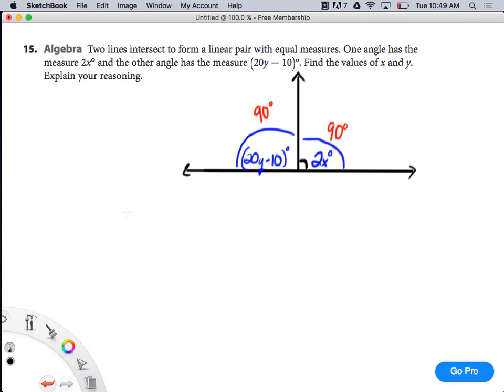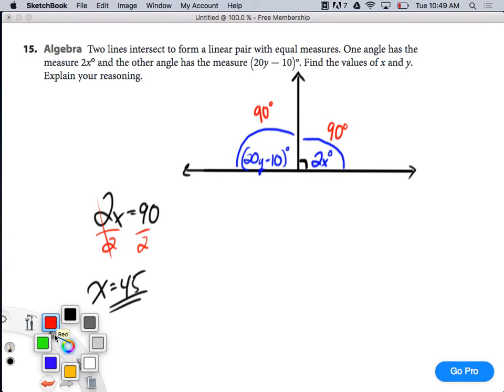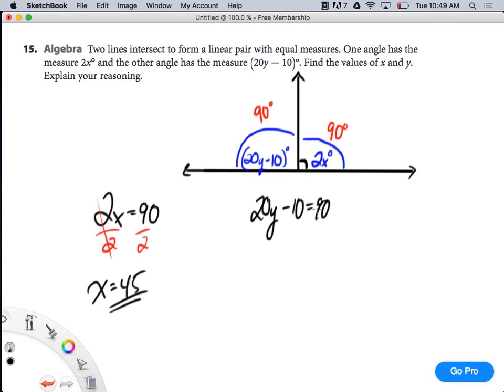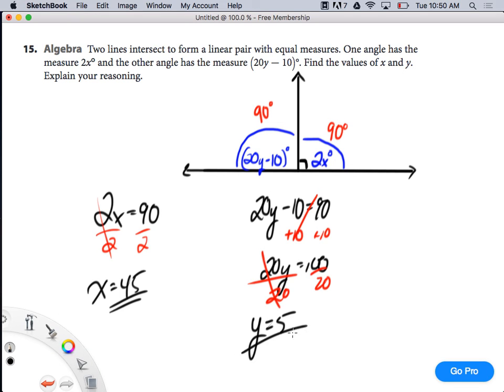Okay. Solve for x. 2x equals 90. Divide both sides by 2. Get x equals 45. To solve for y, I get 20y minus 10 equals 90. Add 10 to both sides. I get 20y equals 100. Divide both sides by 20. And I get y equals 5.